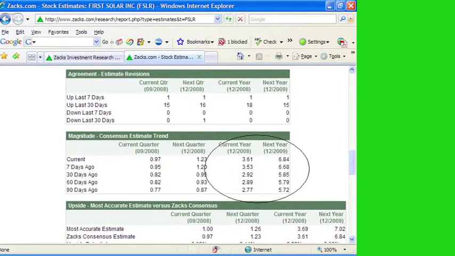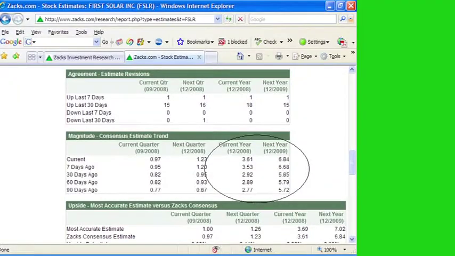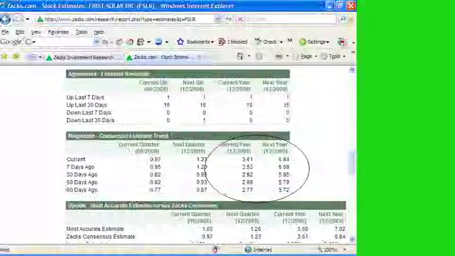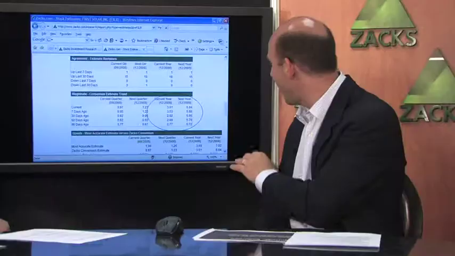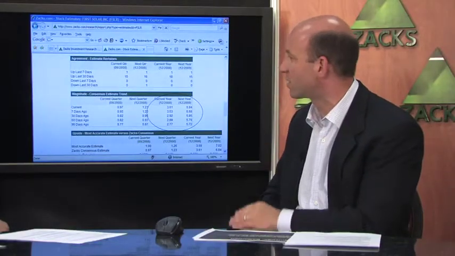Another 30 days later, they were looking for $2.92. That's moving up. Now, 7 days ago, they were looking for $3.53. We just made a significant jump there. And now the world is looking at $3.61. I couldn't have mapped out a better one. In each subsequent period, more and more analysts are coming up and saying, boy, there's more and more good news on First Solar.